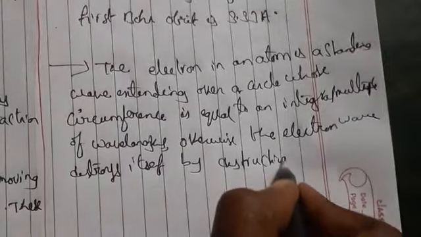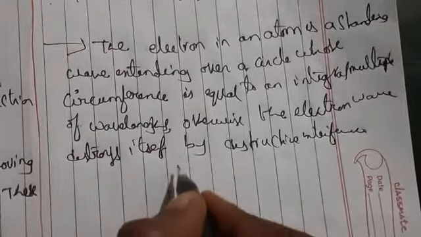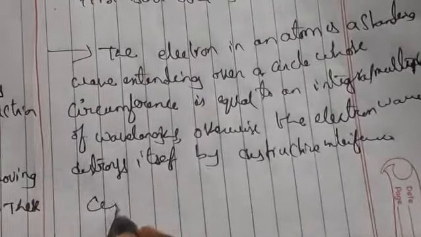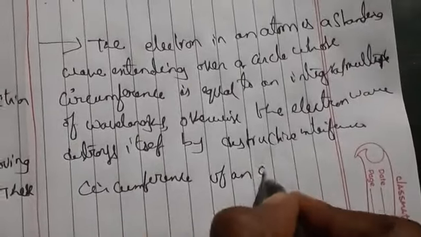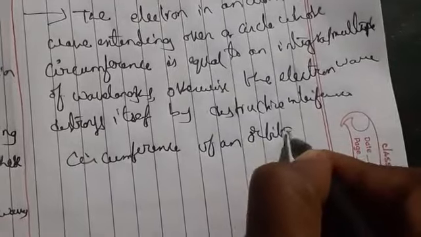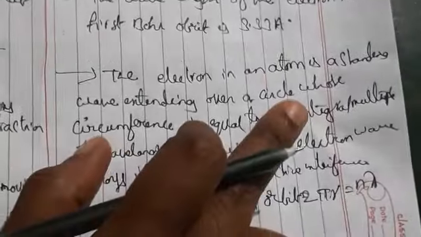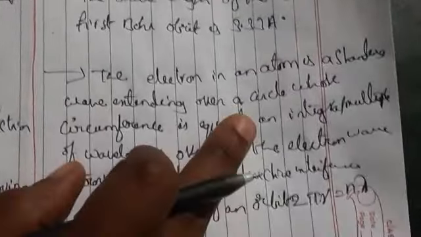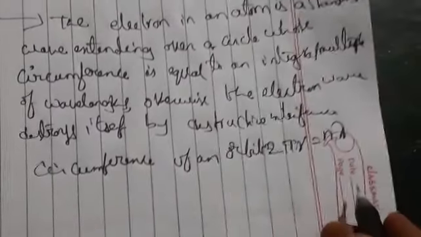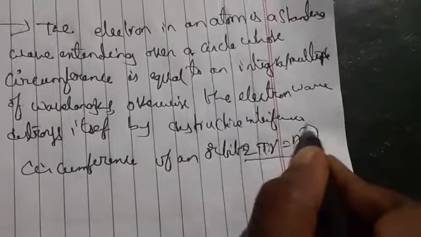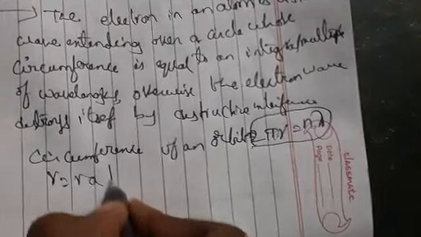Okay, so what can we say here? The circumference of an orbit, we can write, is 2 pi r in a circle, which equals n lambda. What does this mean? The electron of an atom is a standing wave over a circle whose circumference is equal to an integral multiple of the wavelength. That means the circumference 2 pi r equals n lambda, where r is the radius of the orbit.